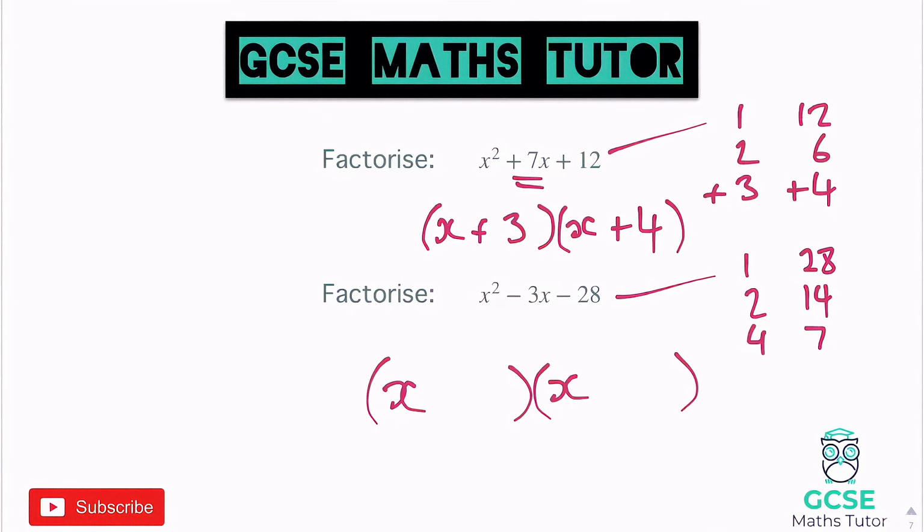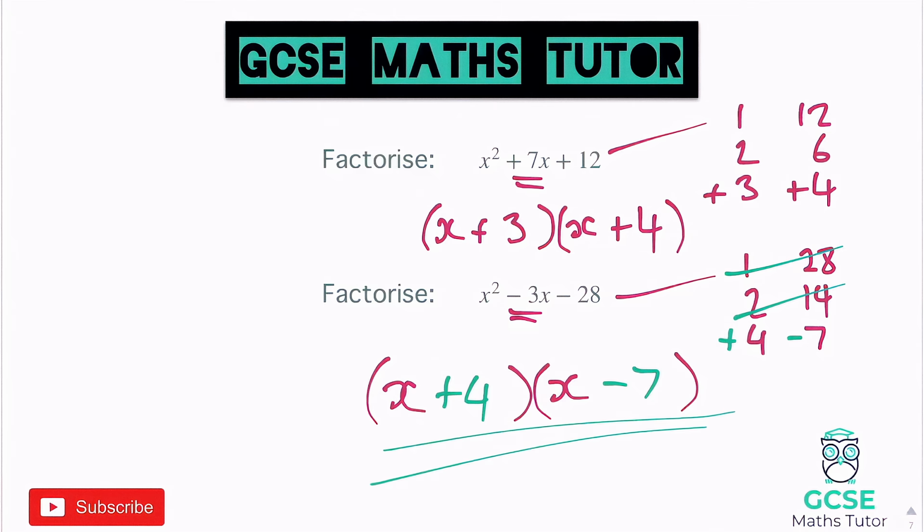Let's have a look if these can make it. So what have we got? We've got minus 3 in the middle. So we want to make minus 3. Well, we're not going to do that with 1 and 28. That's not going to work. 2 and 14, we could make 16, or we could make 12. That's not going to work. But 4 and 7, we could do plus 4, take away 7. That'd make minus 3. So plus 4 and negative 7. And that's our double bracket there finished.